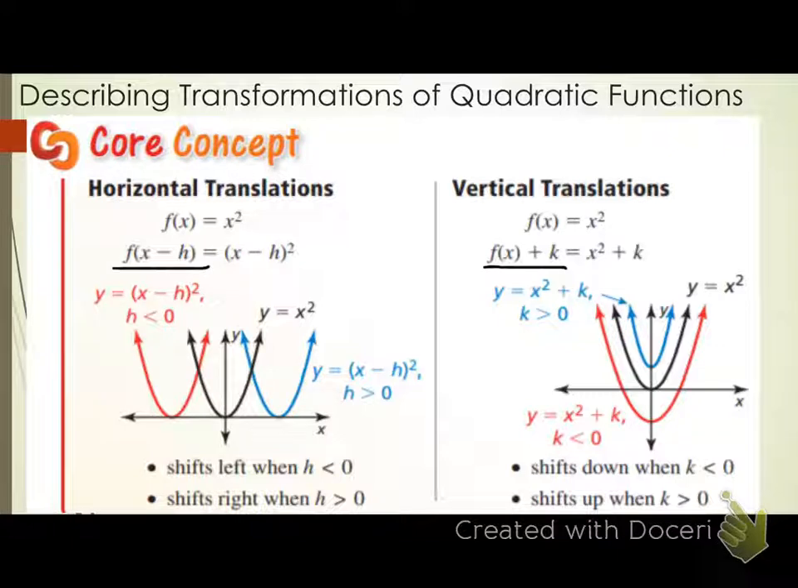So, like I said, the formulas are still staying the same from yesterday. We're just talking about quadratics instead of linear functions and absolute value functions. You okay with that? Still the same formulas. F of x minus h for horizontal translations. For vertical translations, f of x plus k. Questions on our translations? Can I move on?